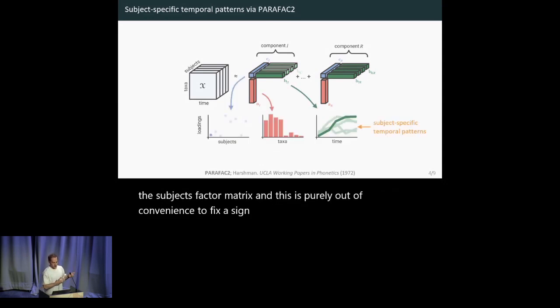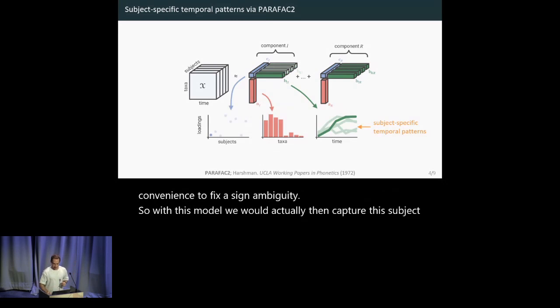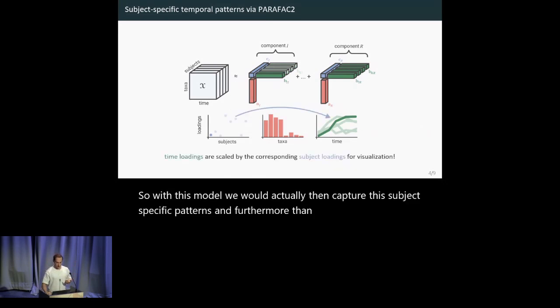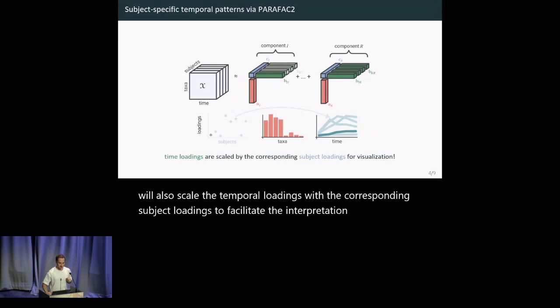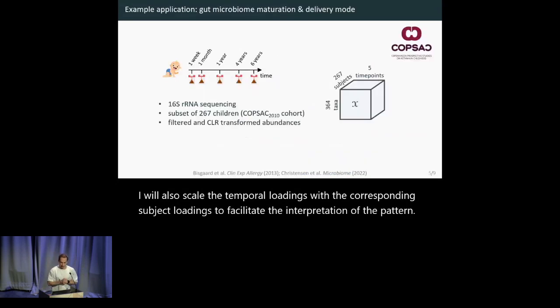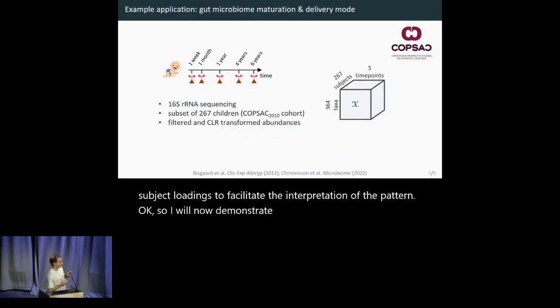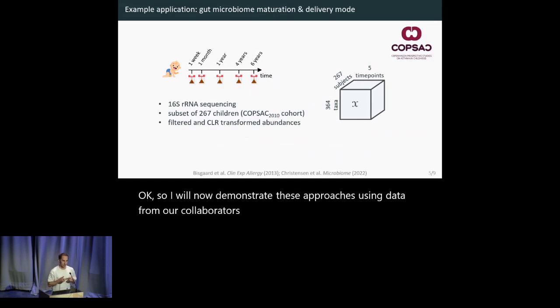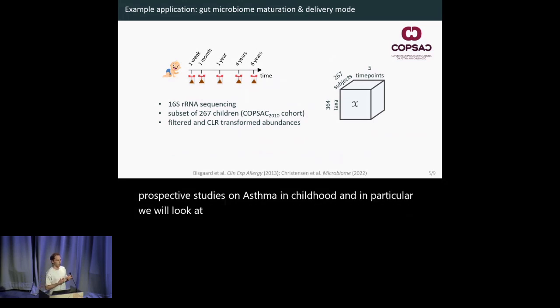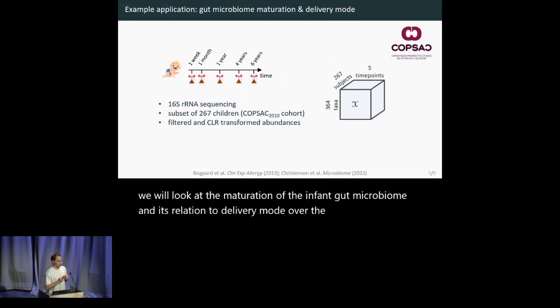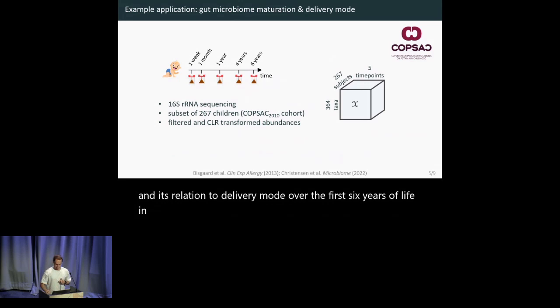So with this model, we would actually then capture these subject-specific patterns. And furthermore, when visualizing real results, I will also scale the temporal loadings with the corresponding subject loadings to facilitate the interpretation of the pattern. Okay. So I will now demonstrate these approaches using data from our collaborators at COPSAC, the Copenhagen Prospective Studies on Asthma in Childhood. And in particular, we will look at the maturation of the infant gut microbiome and its relation to delivery mode over the first 6 years of life in 267 kids.